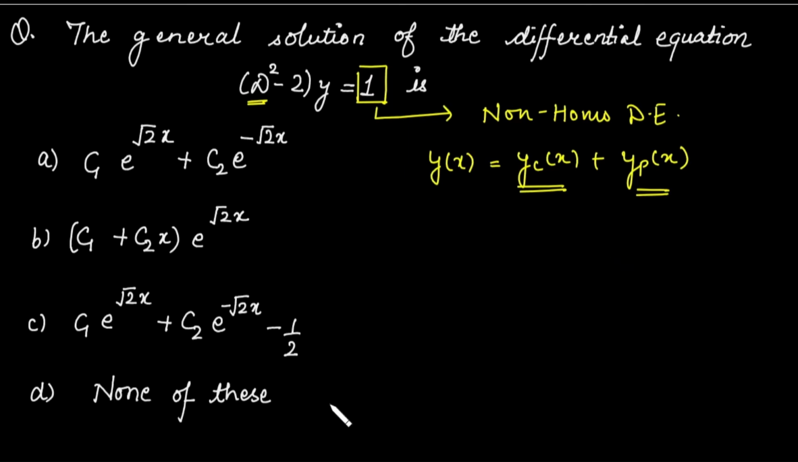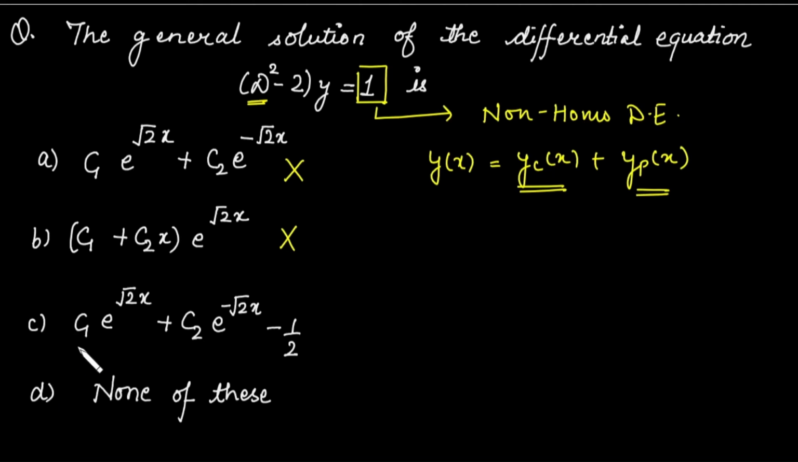From these four options, you can observe that only option C has this form: a complementary function that contains two different constants, as well as a particular integral of minus 1 by 2. But we are not sure whether this is correct or not. From here we can conclude that clearly A and B are not the options, because these two options are the complementary solution of the differential equation. They are not the general solution for any non-homogeneous differential equation. Now the option is either C or D.